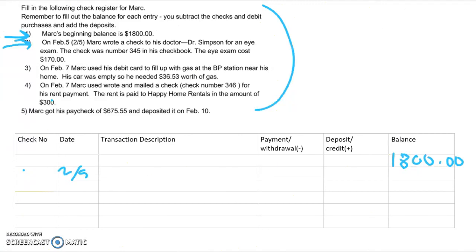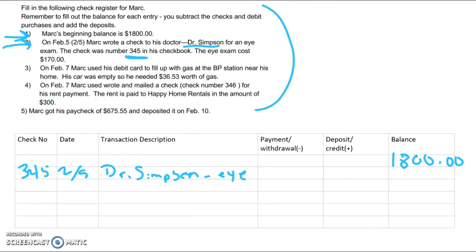He wrote a check to his doctor. His doctor's name is Dr. Simmons, so we're going to write Dr. Simmons. And we're going to write on here "eye," so I'll know that it was for an eye exam. Now, this is a check that he's writing out. Notice right here it gives you the check number. The check number was 345. We always want to put the check number.